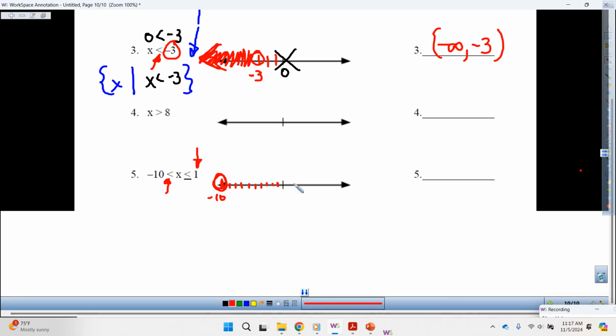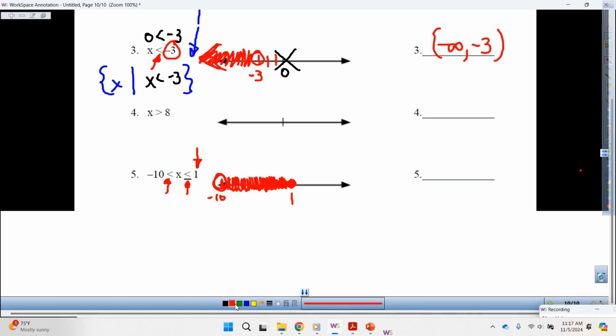The other dividing point is what? 1. Does this have an equal sign? Yes, so this is a what? A solid point. Since we have the x in between both of them, that means we're going to shade in between both points. Okay, we good? All right. So we're done with the graph.